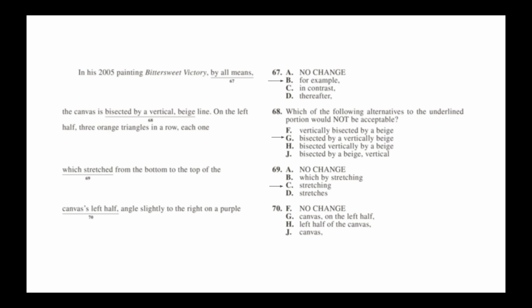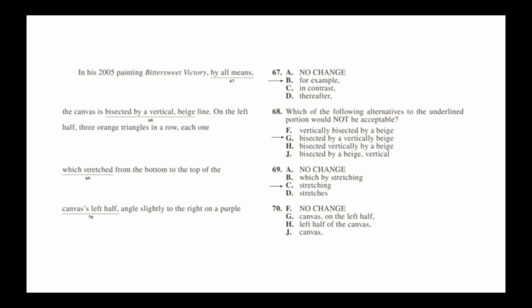And if we keep reading the passage: on the left half, 3 orange triangles in a row, each one stretching from the bottom to the top of the canvas's left half, angle slightly to the right of the purple triangle. That stretching, option C, makes it most clear that each one stretching from the bottom to the top of the canvas's left half is just an additional clause that isn't necessarily necessary to the overall meaning of the passage. So therefore, C, stretching, is the most correct.